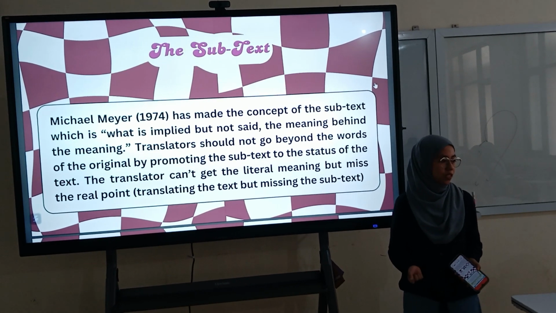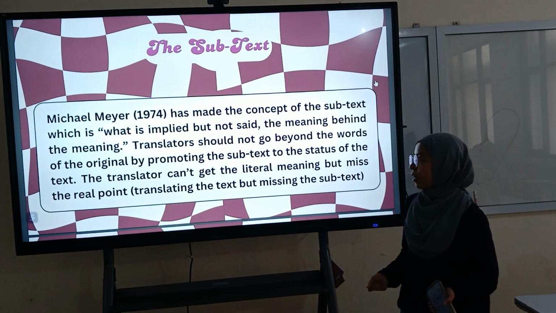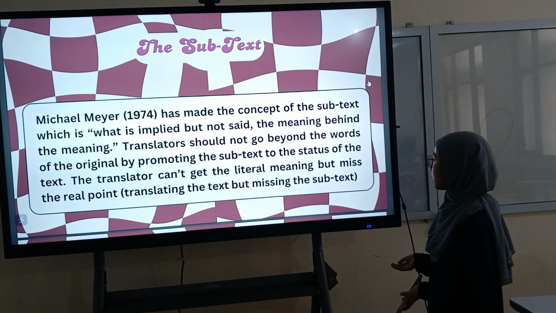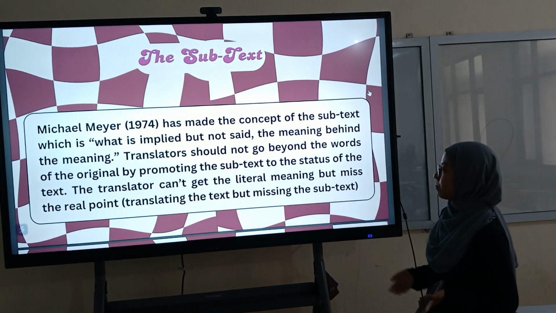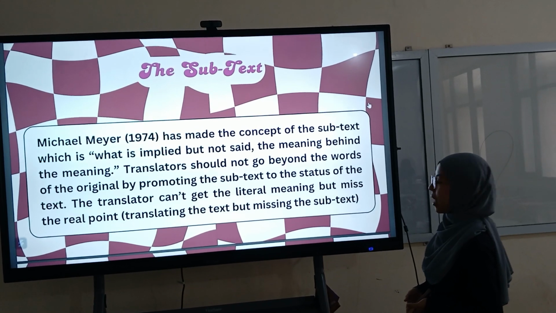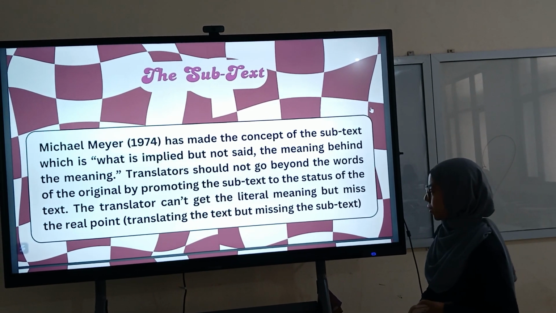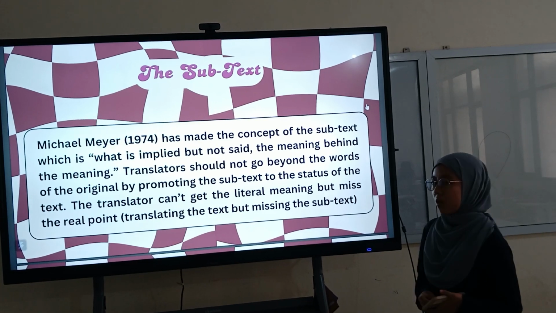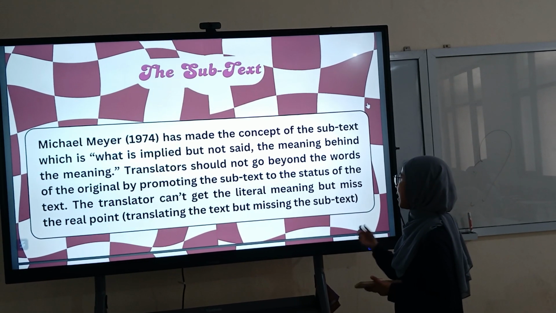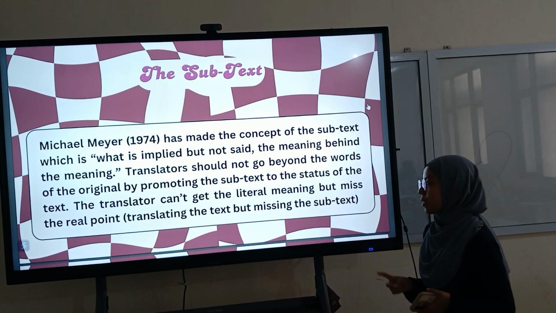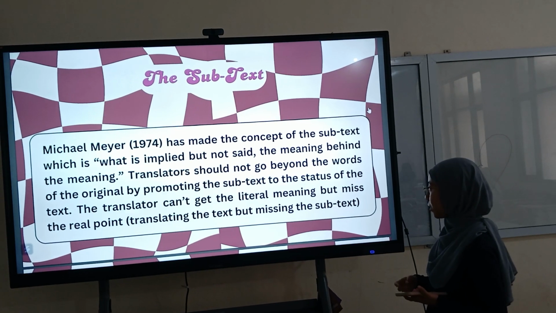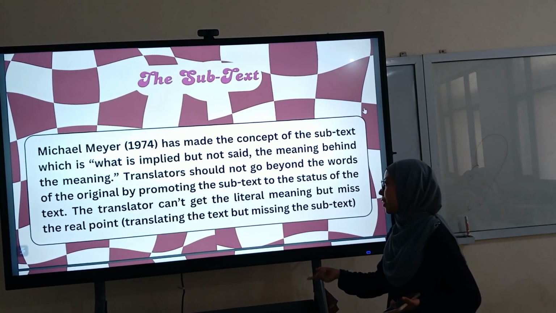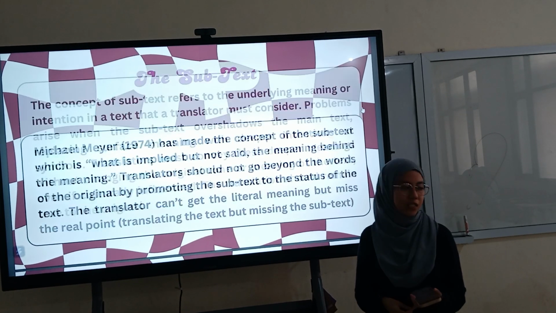Next one is the subtext. Michael Muir in 1974 made the concept of the subtext, which is what is implied but not said, the meaning behind the meaning. Translators should not go beyond the words of the original by promoting the subtext to the status of the text. The translator can get the literal meaning but miss the real point, or translate the text but miss the subtext.